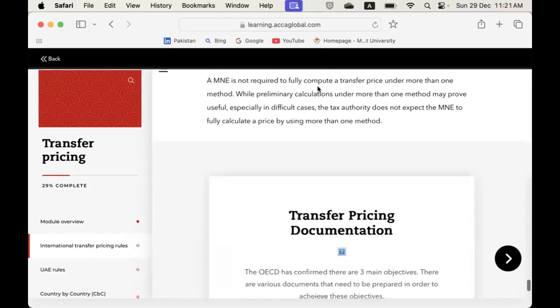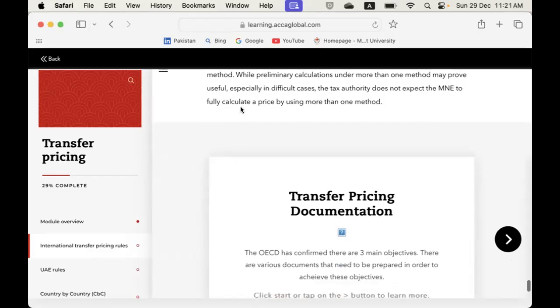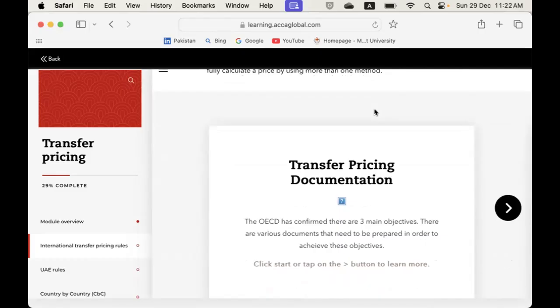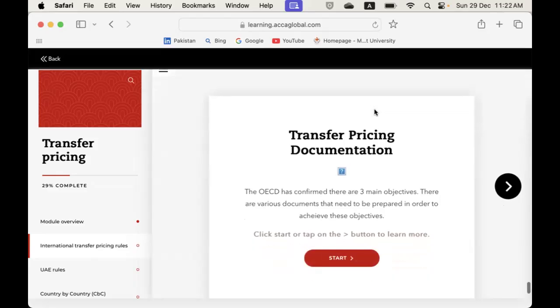A multinational enterprise is not required to fully compute a transfer price under more than one method. While primary calculation under more than one method may prove useful, especially in difficult cases, the tax authority does not expect the multinational enterprise to fully calculate a price by using more than one method. Initial level working can happen. So we can consider high level conclusions or findings when we apply more than one method. If the results are similar and we can see that the approach that we are taking is giving us the right results, then one of those multiple methods we can deploy end to end or in its entirety, and the other method we would use only at an initial stage to ascertain whether we are in the right direction.